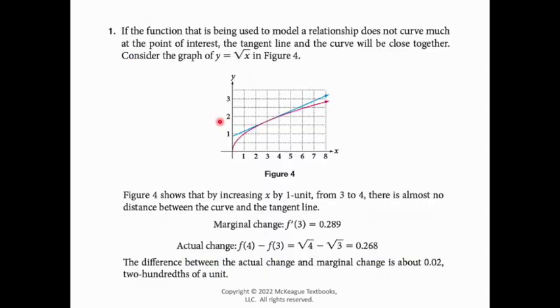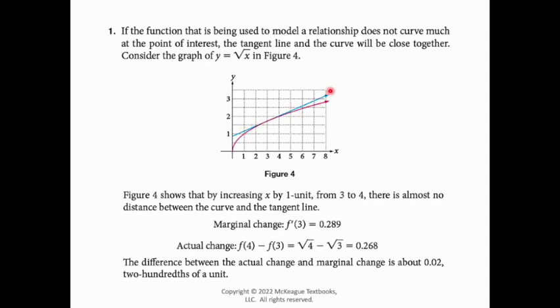Now, looking at this graph, we have a function that's being used to model a relationship, and we're going to look at the tangent line on the curve and notice that the tangent line at the point x equals 3 is pretty close to the function overall because this function, the square root of x, rises slowly.